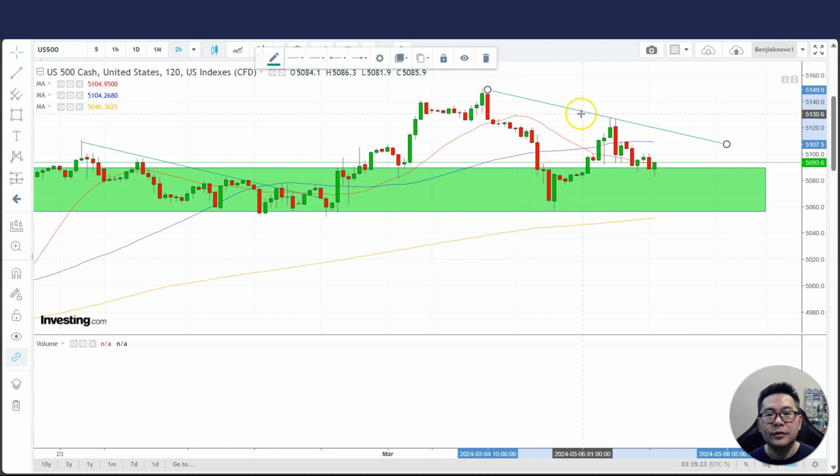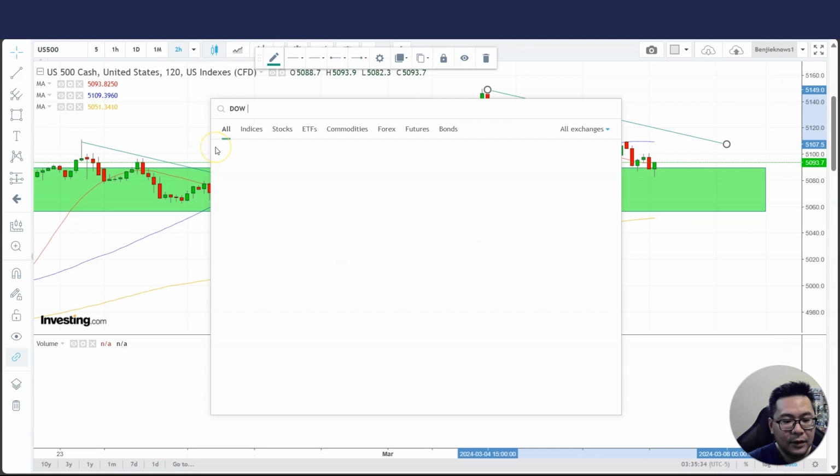And here's the most recent downtrend line. If the S&P 500 breaks above this downtrend line, there's a possibility that it's going to move higher. So with that in mind, let us now look at the Dow futures.